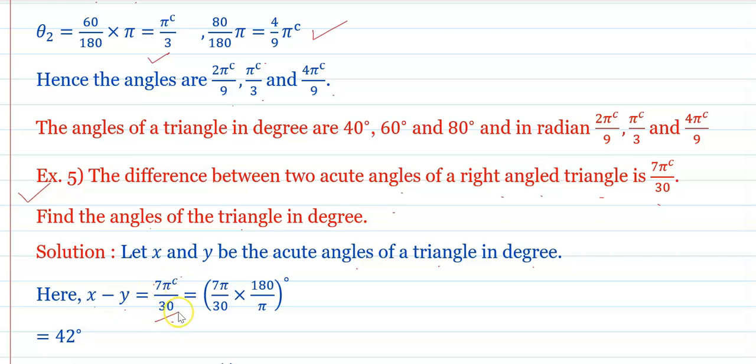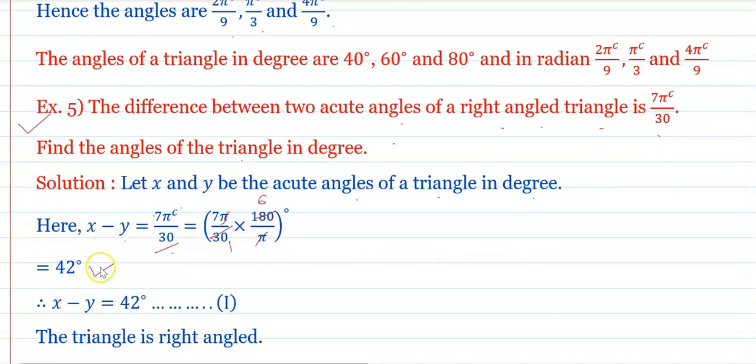Now we will convert this radian into degree. We will multiply this radian by 180 upon pi. Here pi gets cancelled, and if we simplify, here 30 and 180 give a 6. Now 7 into 6, you will get 42 degree. That means the difference of these two angles is 42 degree.